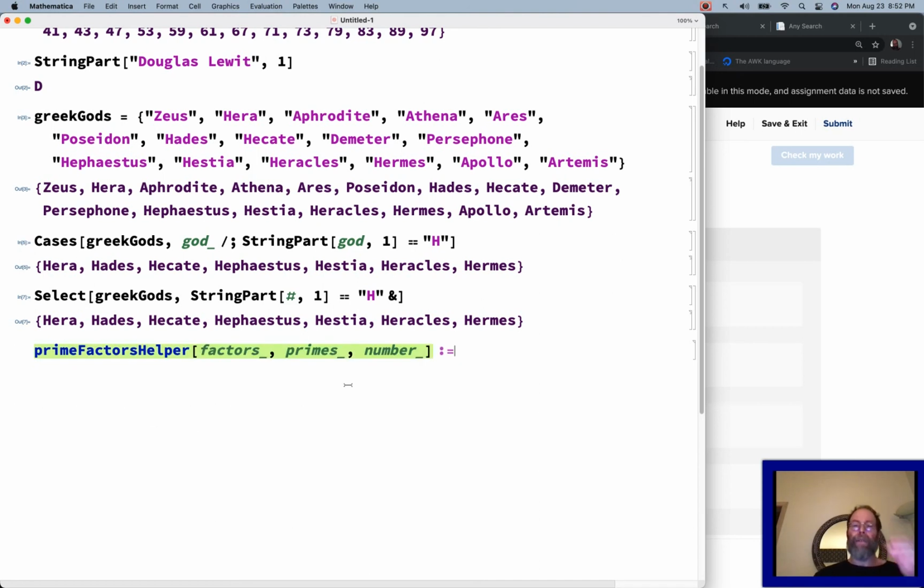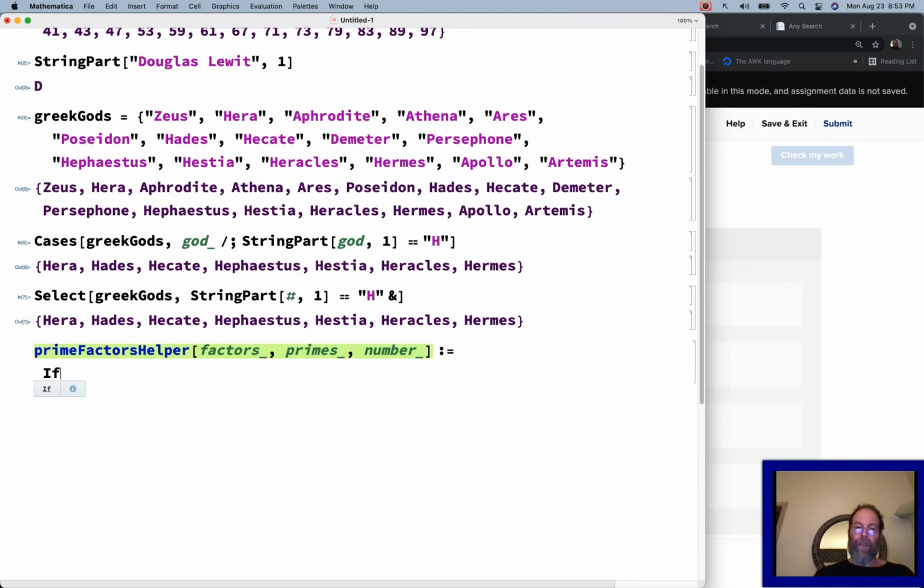Oh, I'm sorry, number is not a list. This is a number. So for example, when I initially call this function, factors will be empty. It's going to be an empty list, and I'm going to start filling it up with factors. This will be a list of prime numbers that could be factors of the number, and this will be some number that has to be greater than or equal to 2. Yeah, sorry, did I say list before? It's not a list. It is a number. Okay.